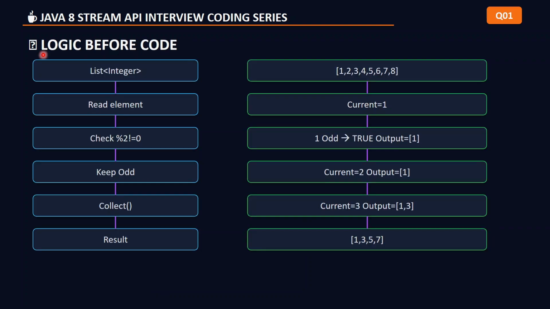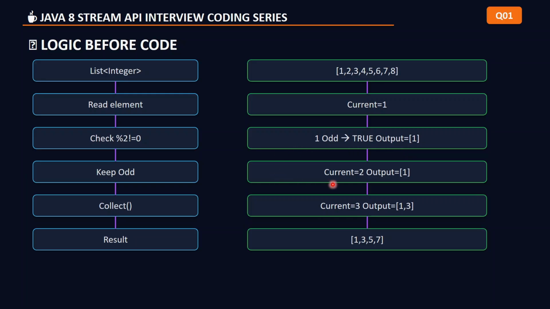Now let's see the actual logic before we write the coding part. We have a list of integers: 1, 2, 3, 4, 5, 6, 7, 8. We read each element from the list. Currently we have 1. We are going to check whether 1 modulo 2 not equals 0. If it is true, this means it is an odd number, else it is an even number. Since here it is true, we are going to add it into the list. So the output will be 1.